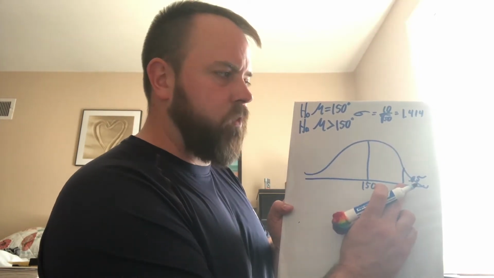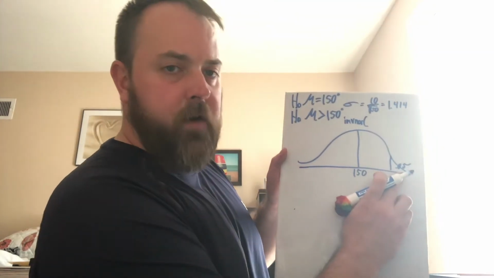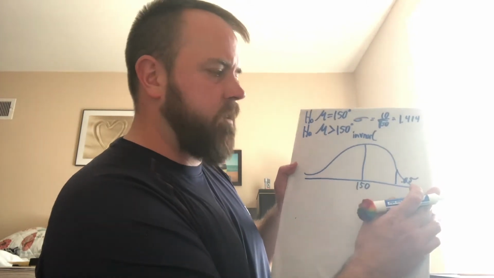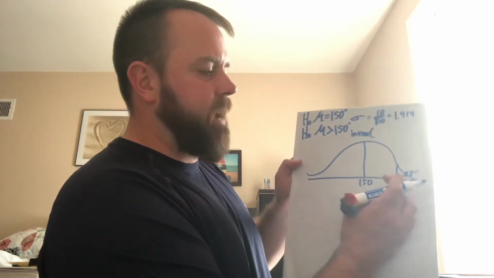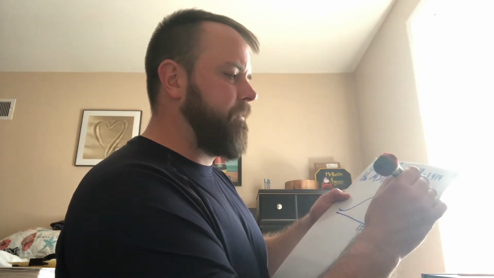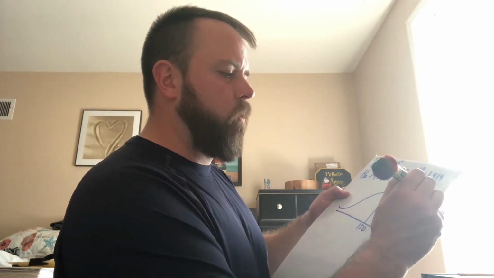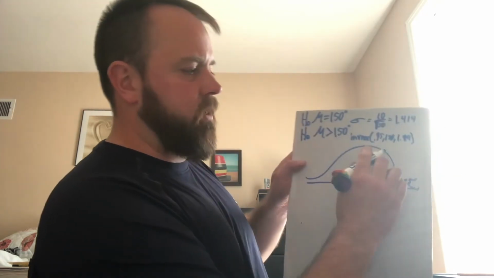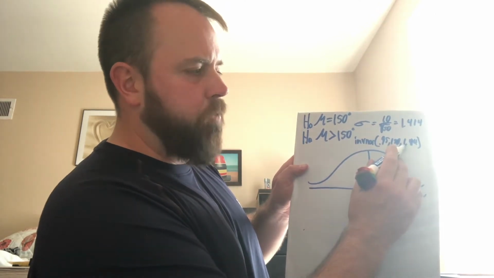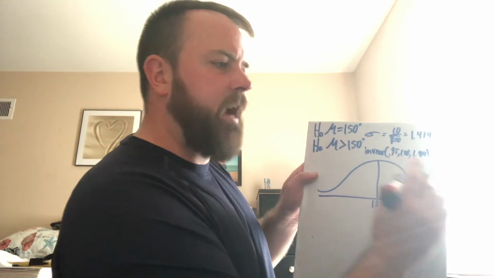So I'm going to do my inverse norm. Since we have 0.05 in the right tail, the area below it is 0.95. With older calculators, if you can't switch left or right tail, you have to look at it as going below. So I'm going to say 0.95, the average is 150, and 1.414 is our standard deviation. Sorry, it's a little sloppy. That should give us a value.